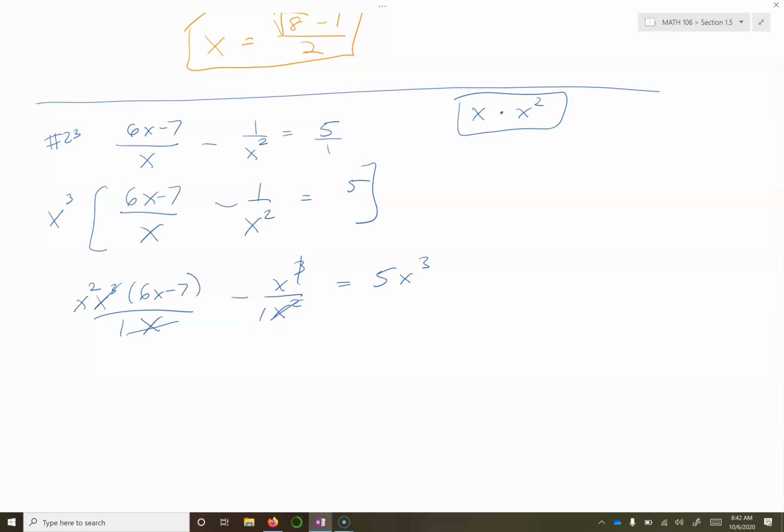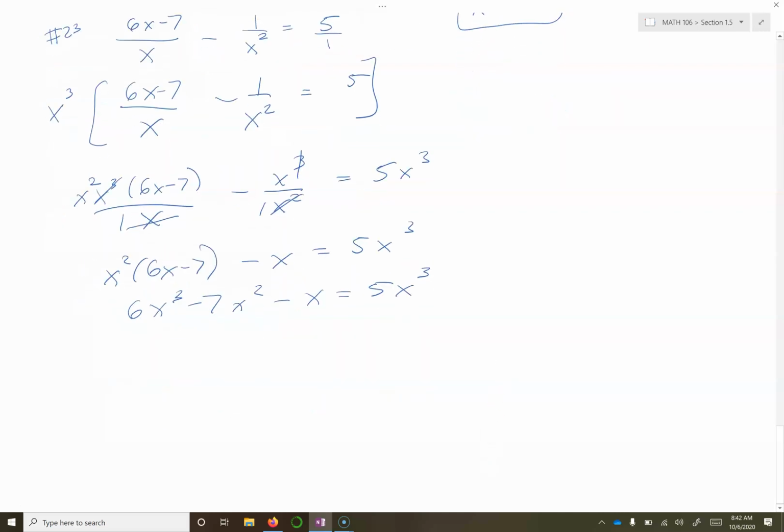All right, now I'll write another line here just to show you what's left over, because that's the first step in these problems, is to get rid of these fractions. So there we go. So now we have to distribute some stuff out. 6x cubed minus 7x squared minus x equals 5x cubed. And now let's get everything on one side of the equation.